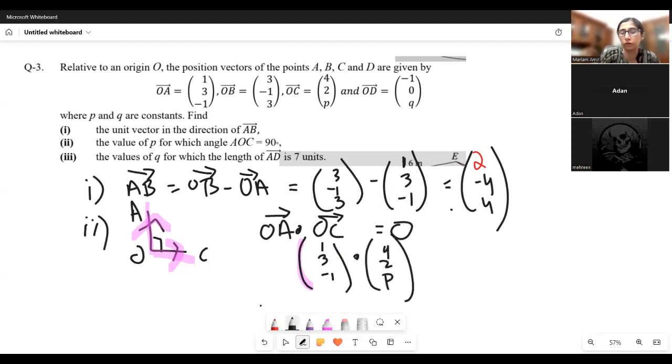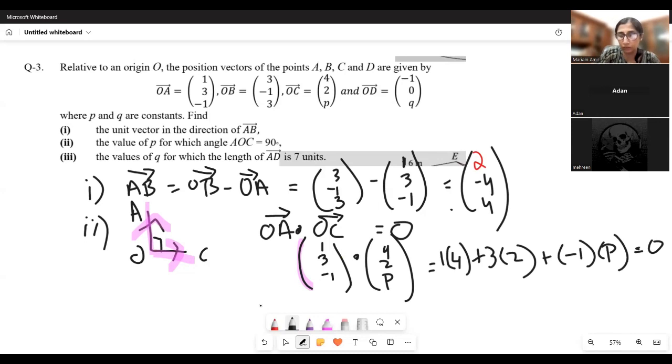Find the dot product. For the dot product, you multiply the corresponding values and then add the results. So 1 times 4 is 4, plus 3 times 2, plus minus 1 times P equals 0. So that is 4 plus 6 minus P equals 0. So that gives P equals 10. Which is correct.